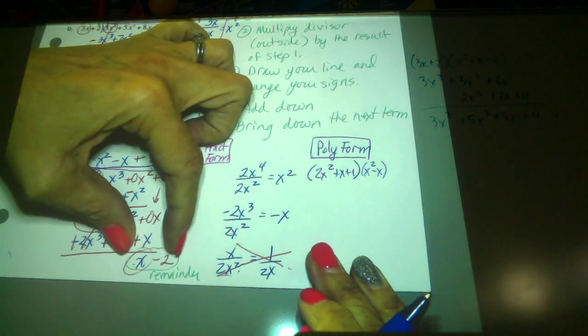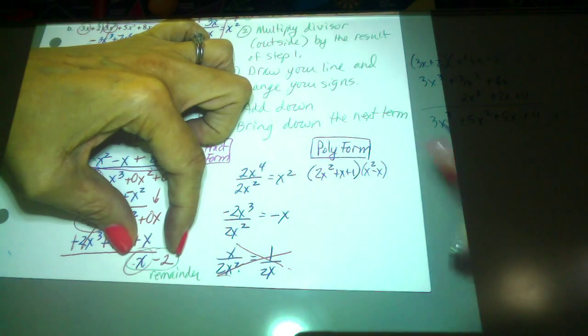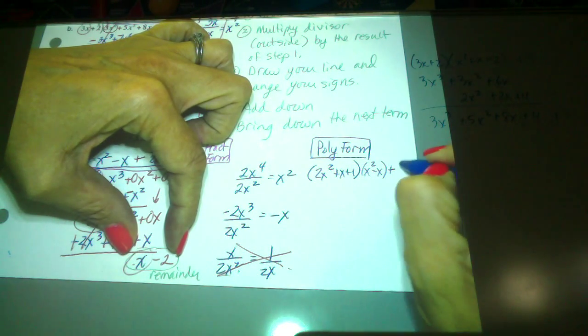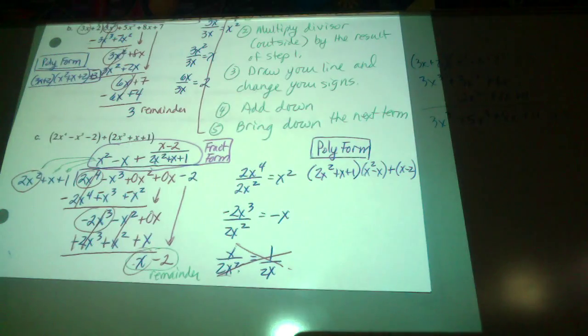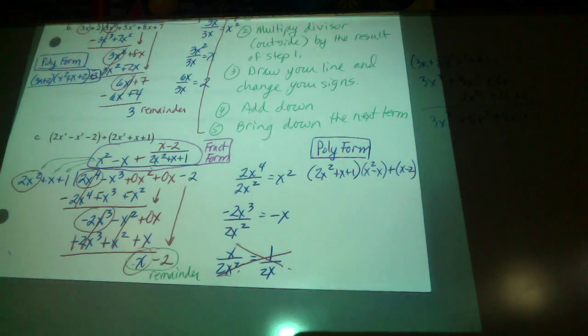Well, this is a weird remainder. It's actually a binomial. So we're going to add it. If your remainder were negative, you would subtract it. But I am going to add it in parentheses, x minus 2. I want you in that habit, because if for some reason it happened to be negative, you would put a negative in parentheses.